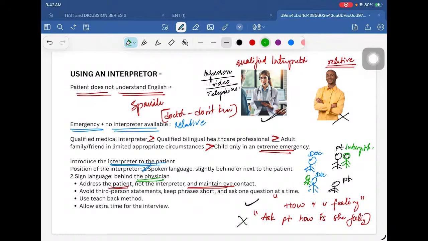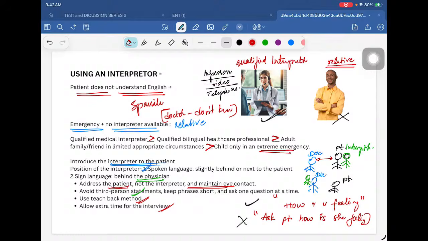Avoid third person statements. Don't ask, what does she want? Instead ask, what do you want? How are you feeling? What is your complaint? This is the treatment for you. This is how you talk while maintaining eye contact throughout the communication. Use the teach back method. You teach something and the patient will repeat it, and the interpreter will relay the exact words, and you see if the patient understood. Here you allow a little extra time for the interview to go smoothly.